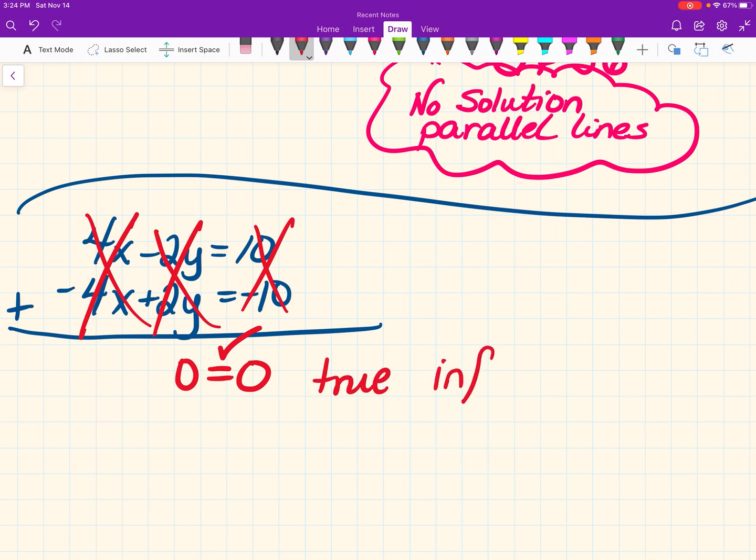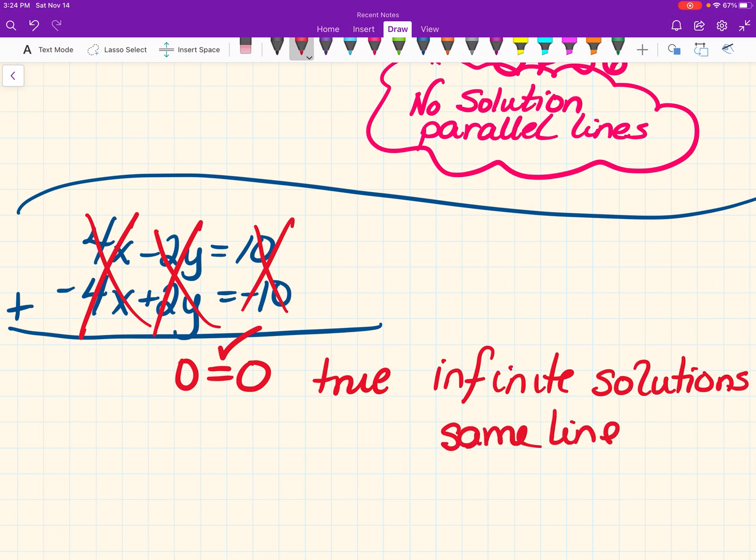So this means infinite solutions. What does it mean if there's infinite solutions? If we're talking about a graph, what does it mean when two lines have infinite solutions? It means they're the same line. So these are actually the same line. The negatives were just reversed. If we divided the top one by negative, or the bottom by negative, it would have matched the other one. So there are some special cases.